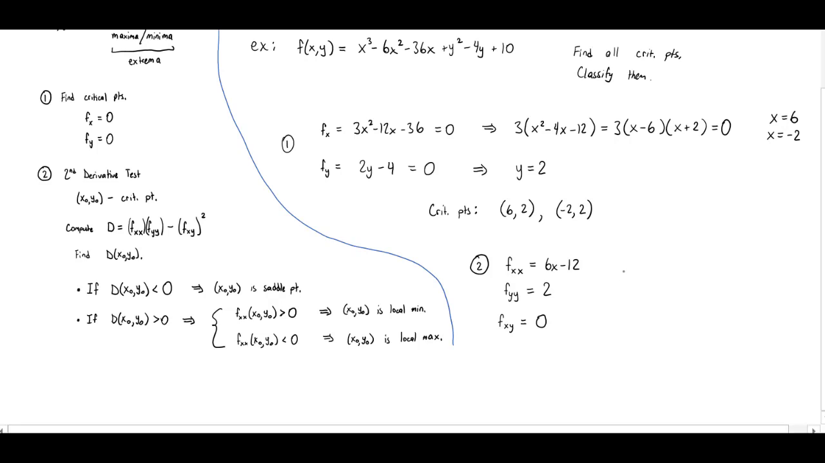All right, so then let's compute this expression, which I'm calling capital D. So D is fxx times fyy minus fxy all squared. So we're just going to plug everything in. We have 6x minus 12, and then times 2, and then minus 0. All right. Good.